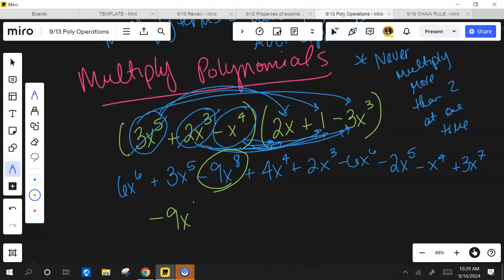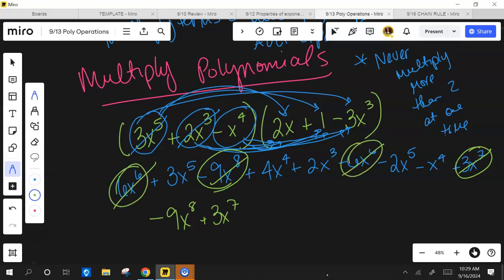Negative 9x to the 8th. Once I locate the biggest exponent, then I go down from there and I go, okay, do I have any exponents of 7? Yes, I'm looking through. I only have this one. It's plus 3x to the 7. That's right. I've got 6x to the 6 and negative 6x to the 6. Those cancel. Good job. Powers of 5.